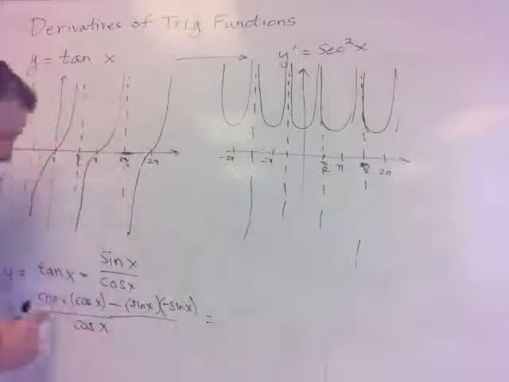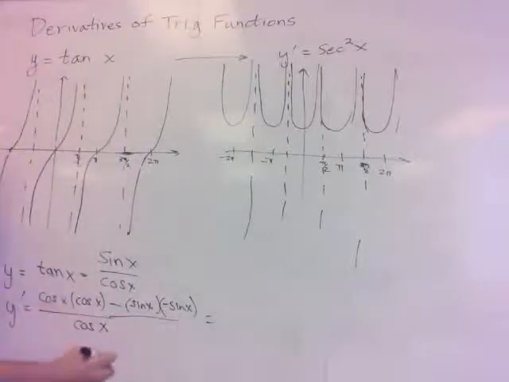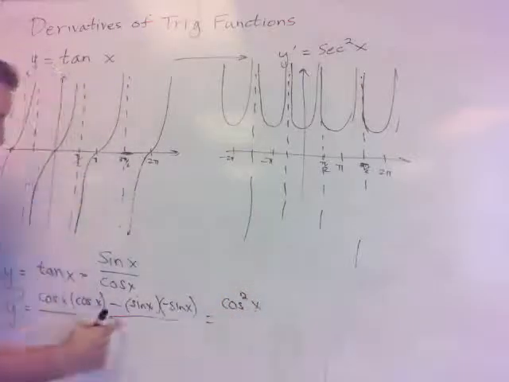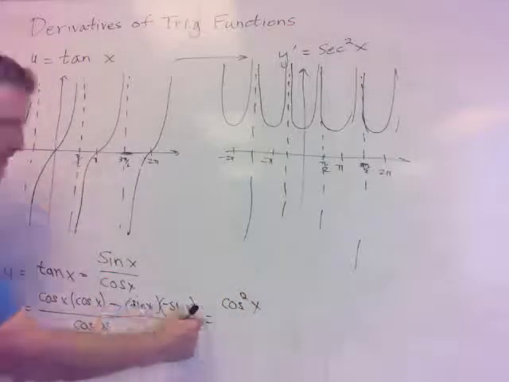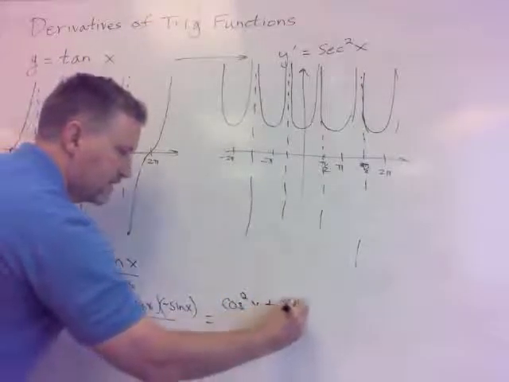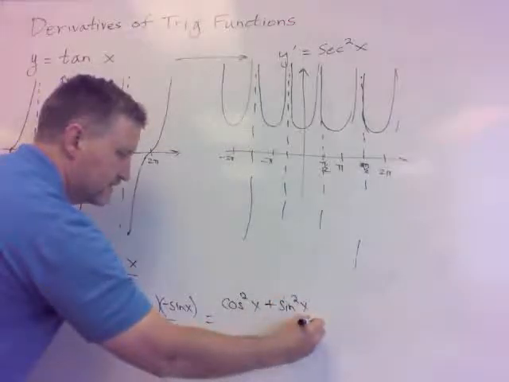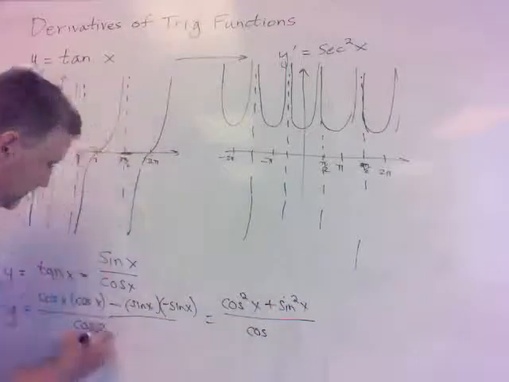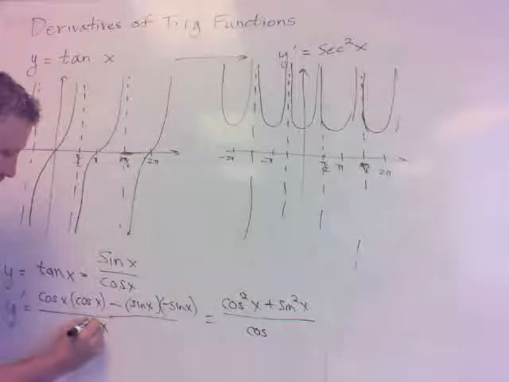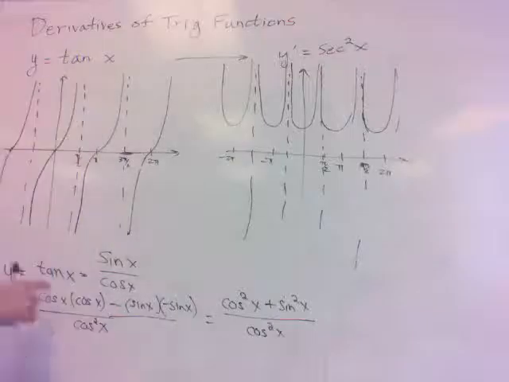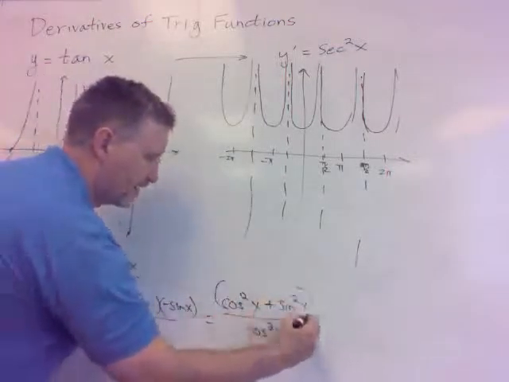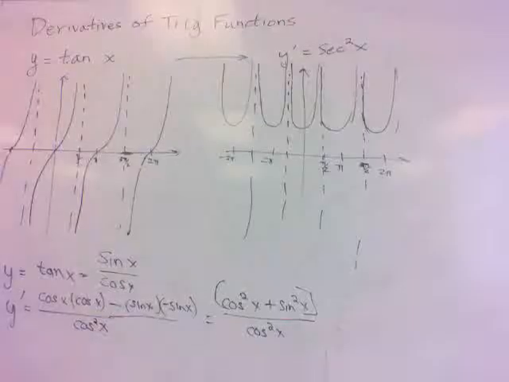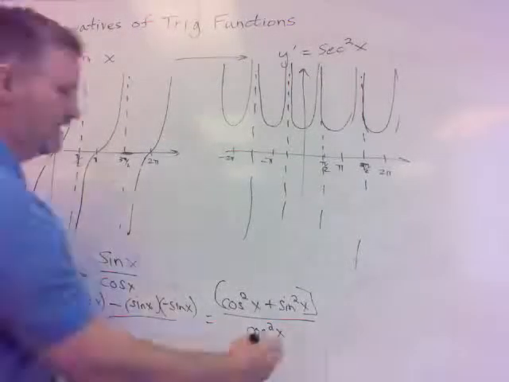Well, look at that. Cosine of x times cosine of x is cosine squared of x. Minus sine times minus sine is positive sine squared x, over cosine squared of x, low squared. Well, what do you know about this guy right here? Cosine squared plus sine squared. That's always 1. Yeah, that's just 1.